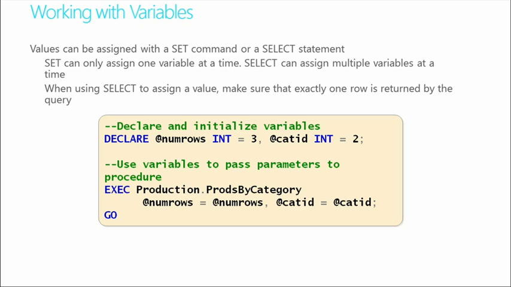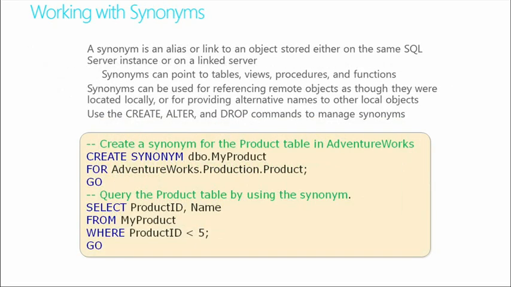as shown here. They're executing a procedure called prods by category, @number of rows equal number of rows, @cat ID equal cat ID or category ID, and this allows us to execute this procedure using the variables that we're passing in here.